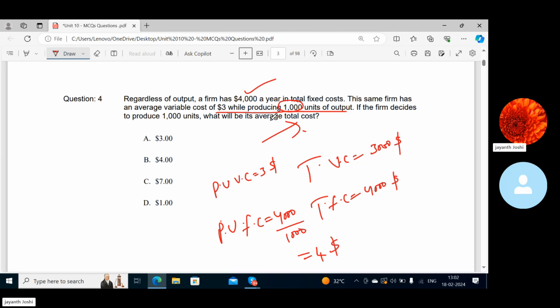And again, if a firm decides to produce 1,000 units, what will be its average total cost? So what do you say? 4 plus 3, 7? Yes. Shall we move forward? Yes.